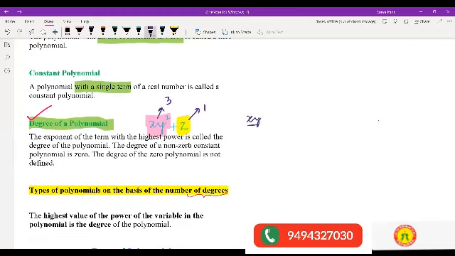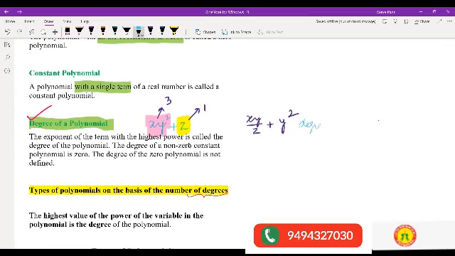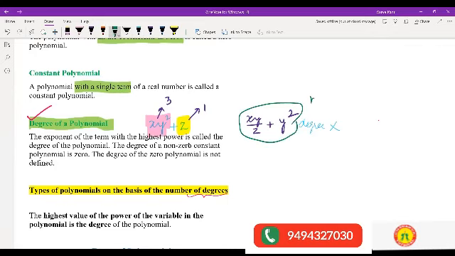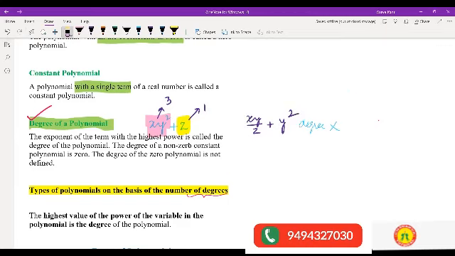If I tell xy by z plus y square, what is the degree of this polynomial? X, Y, that means 1, 1, 2. 2, sir. The degree is not defined here, because this is not a polynomial. This is not polynomial because divided by z is there. It's just like xy and z to the power -1, right? It's coming like that. So this is not a polynomial. Okay, sir.